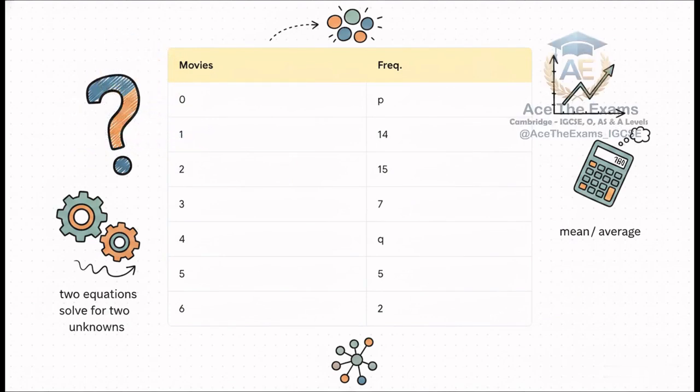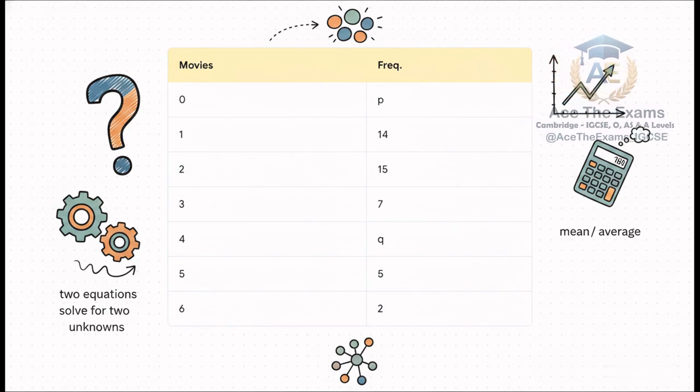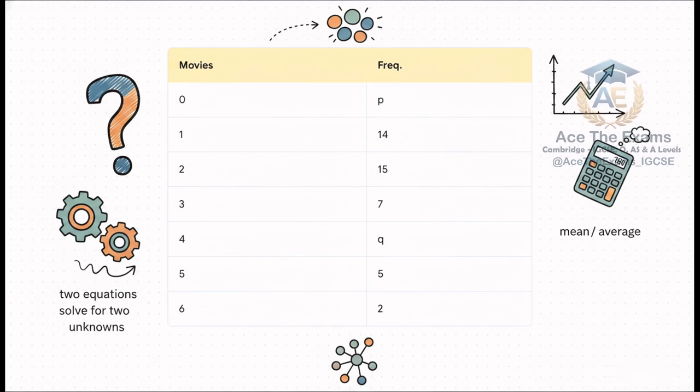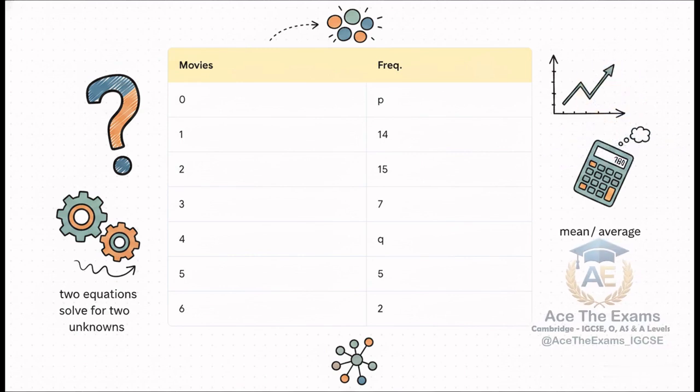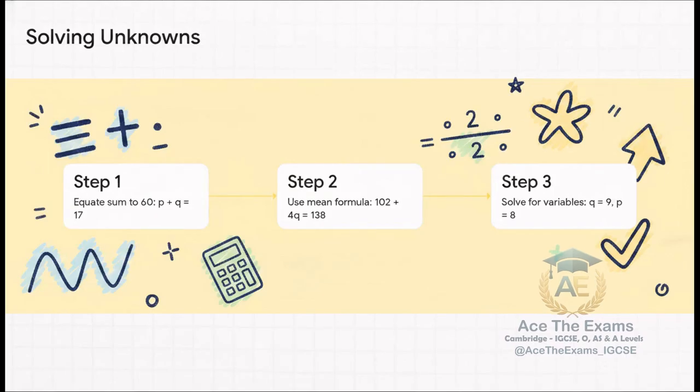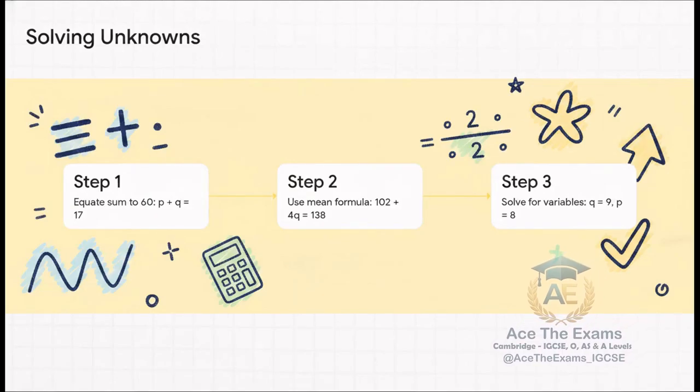We've got a table showing the number of movies watched by 60 people in a given month. But check out those frequencies down below. We're missing P and we're missing Q. The data tells us the total number of people is 60, and the mean, or the average, is 2.3. So how on earth do we solve for two unknowns? Well, we're going to need two equations. This is where we bring in simultaneous equations.